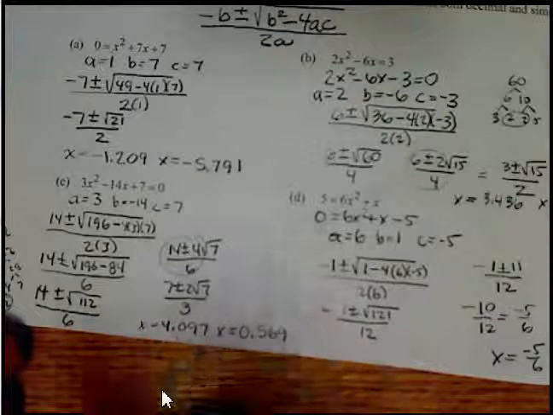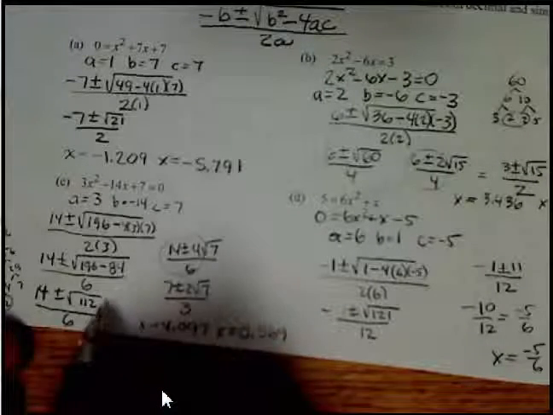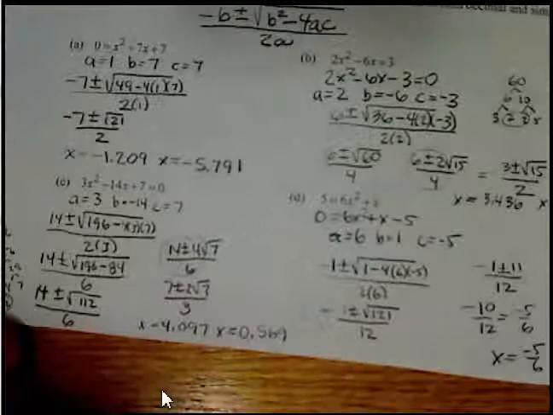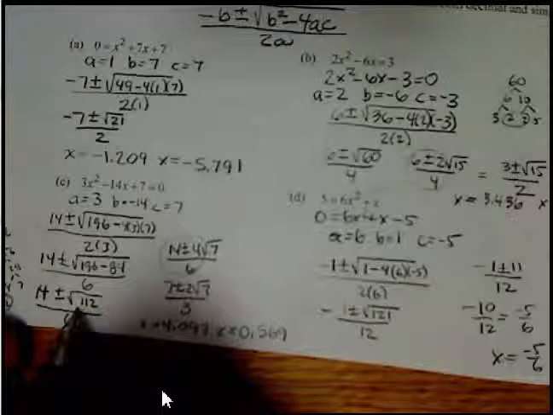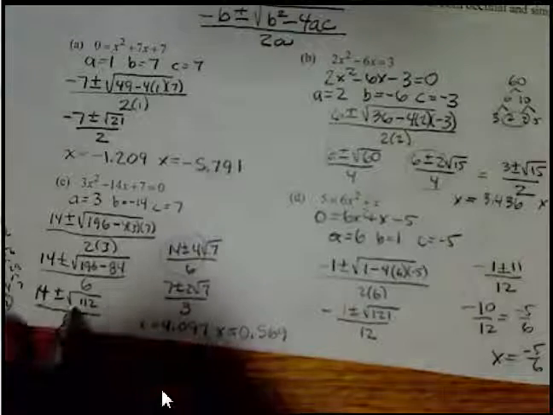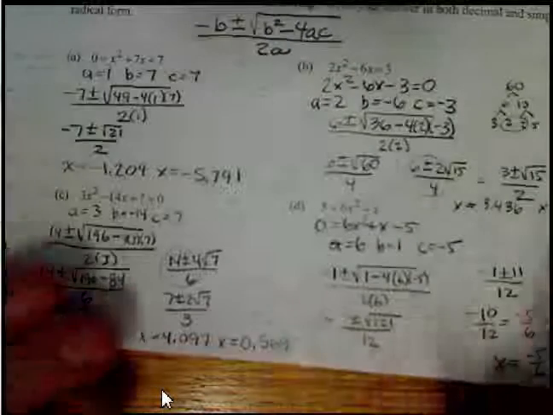Now when you do this on your calculator, I think it's best to use this form, because sometimes it's hard for students to type in this stuff right here. So 14 plus square root of 112, enter, divided by 6. 14 minus the square root of 112, hit enter, divided by 6. And you should get those two answers.